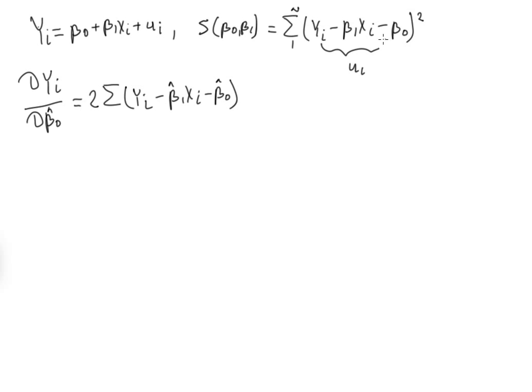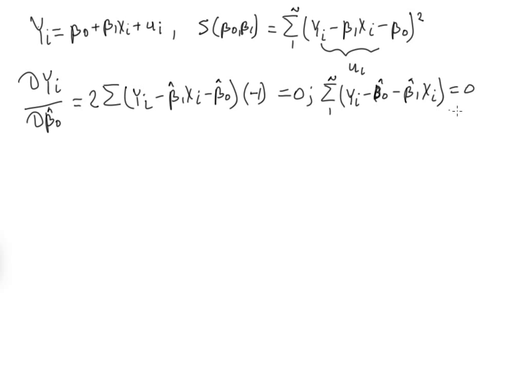Next, when you take the derivative, inside this bracket you have to take derivatives as well. So when you take the derivative with respect to beta 0, you will have minus 1 here, and equate it to 0. Now divide both sides by minus 2, let's say. So the sum from 1 to n of y_i minus beta 0 hat minus beta 1 hat x_i equals 0.